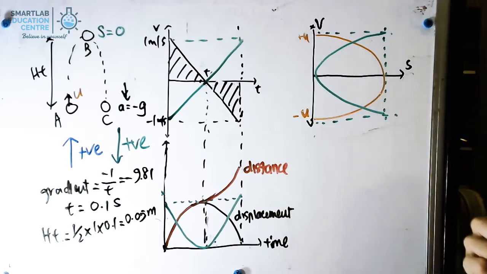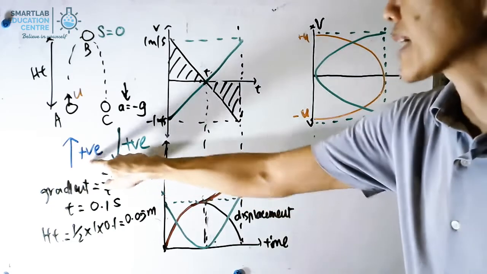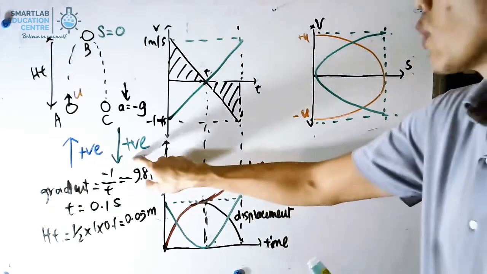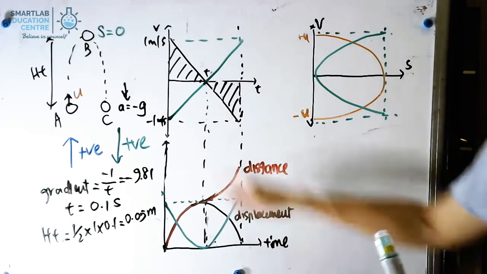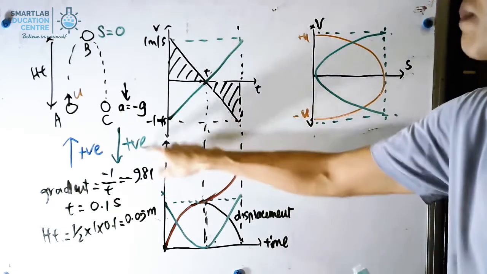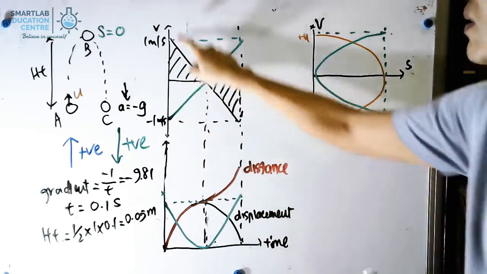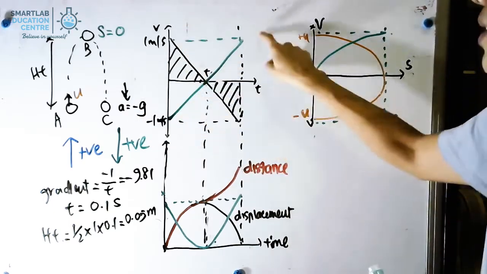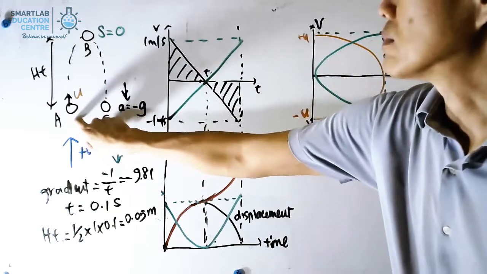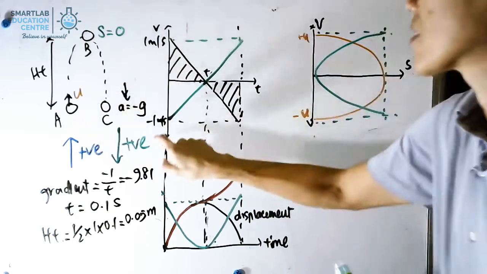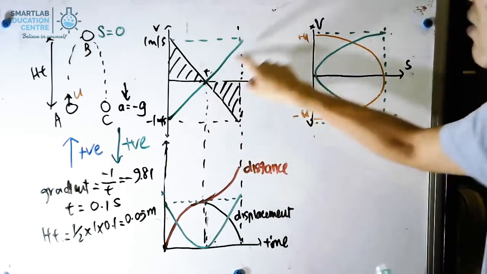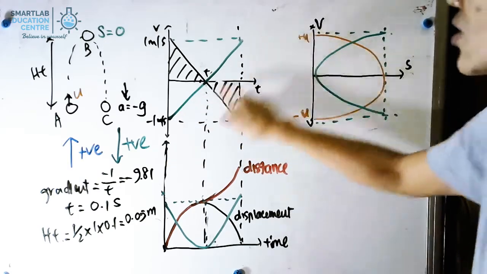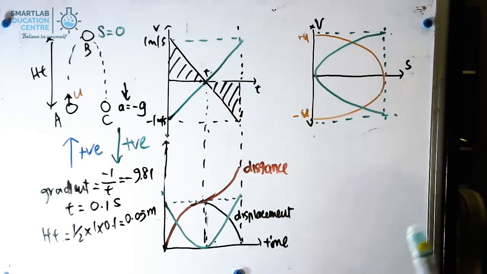Okay, let's now take a look at what happens if we decide to use a convention where downward is positive. I think the first thing to recognize is that the acceleration will now be plus g. Therefore, in terms of the VT graph, it will be a positive gradient. And initially, when the ball is moving upwards, the velocity will now become negative instead of positive. So the green line is for the convention when downward is positive.